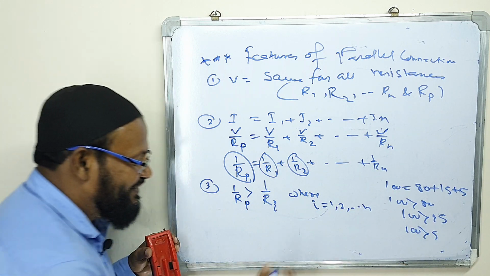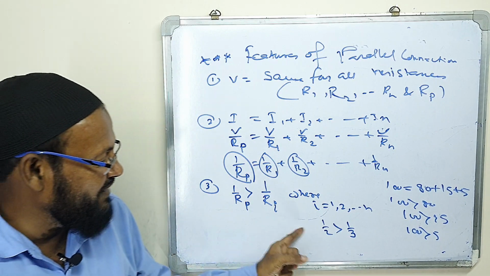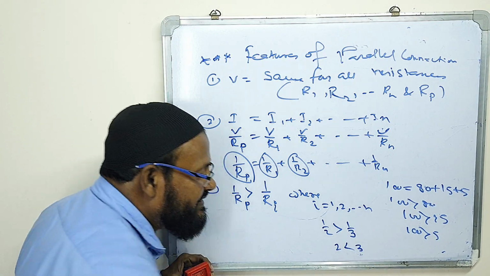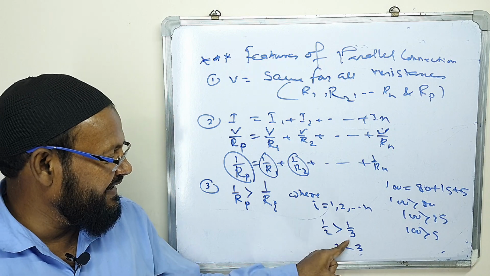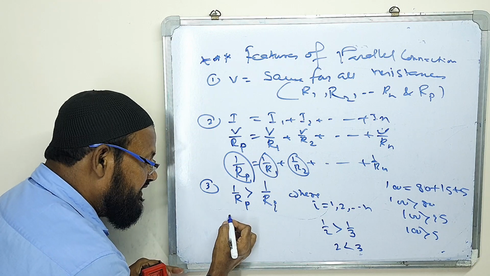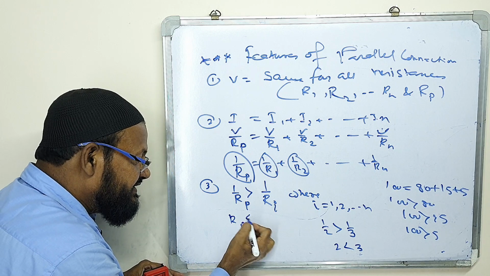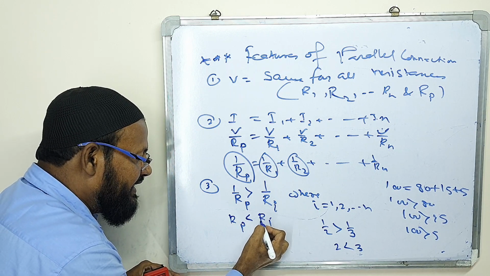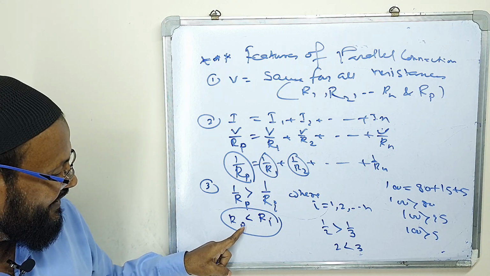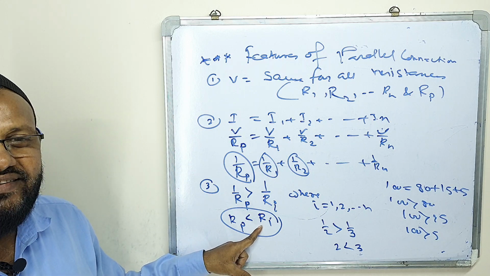Now please tell me, 1 by 2 or 1 by 3, which is greater? This is 0.5 and this is 0.3. So 1 by 2 is greater than 1 by 3. But when 2 is here and 3 is here, the position is reversed. According to that, this is Rp, which is upper, and this is Ri, which is downward. What is the conclusion? The equivalent resistance is less than any one of the individual resistances.